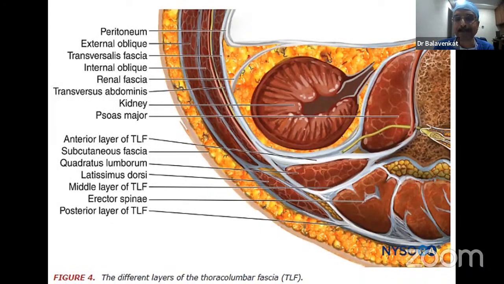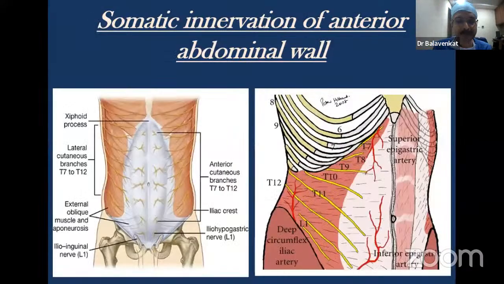using ultrasonogram. And all that is required is you just have to identify these three muscles, and you have to identify these three muscles for most of the interfacial abdominal wall blocks.